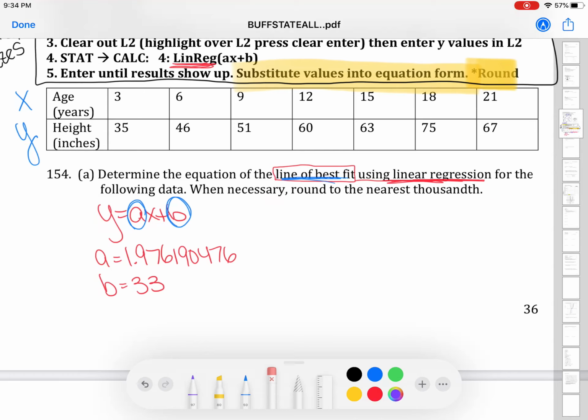Problem is they're not rounded. Okay, so it does say when necessary, round to the nearest thousandth. So thousandths is 1, 2, 3 places after the decimal point.